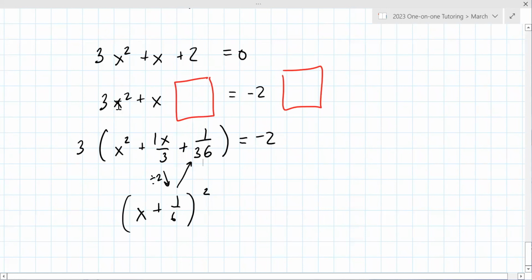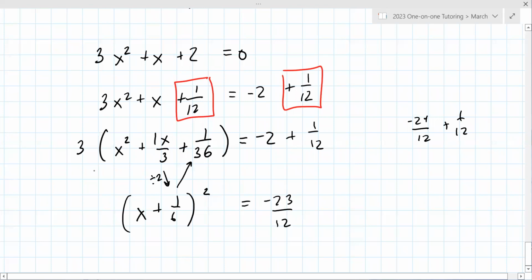The number that goes in the red box here comes from multiplying in. See how 3 times x squared gets to 3x squared, 3 times 1/3 x gets you to x, 3 times 1/36 is 3/36, or 1/12. And that's what you're going to add in both boxes here. So you do have to add 1/12. So you can think of -2 as -24/12, which when you add it to 1/12 gives you -23/12. Bring the 3 down like that. Almost there. So we're going to divide by 3 before taking the square root.